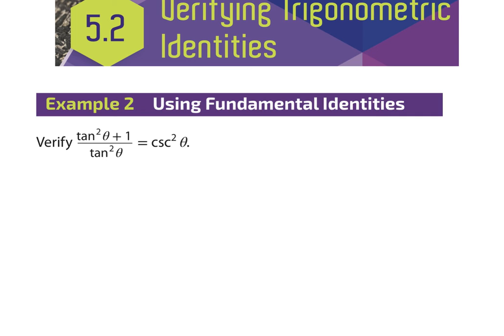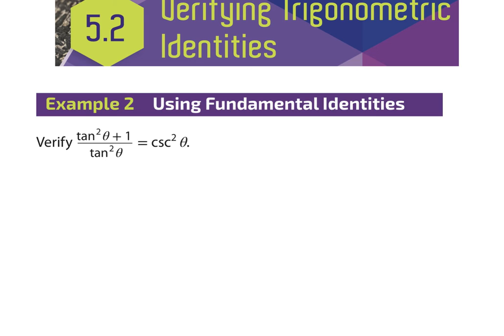For something like this, I would take the most difficult side and try to get it simplified to look like the other side, depending on which one's the simplest one. Clearly, the left side is the more difficult one here, right? So if I can just get the left side to be cosecant squared, then I have proven that those are the same, right? And so that's what I'm going to do.